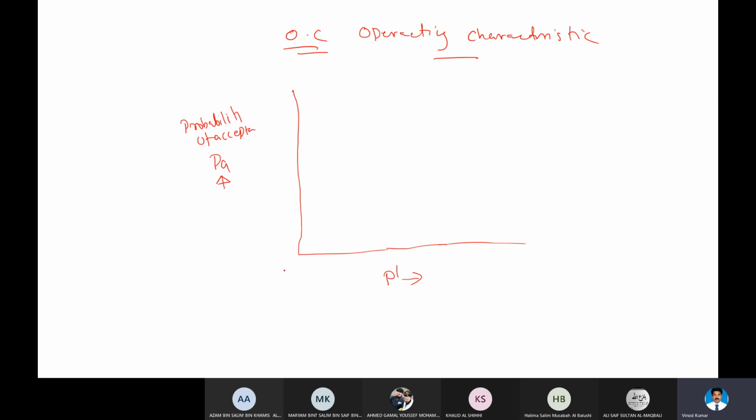We know that probability of acceptance starts from 0 and ends at 100. So I will put 0, 0.1, 0.2, 0.3, 0.4, 0.5, maybe 0.6, 0.7, a little bit more, 0.8, 0.9, and 1, that is 100. So it is 0 to 100.